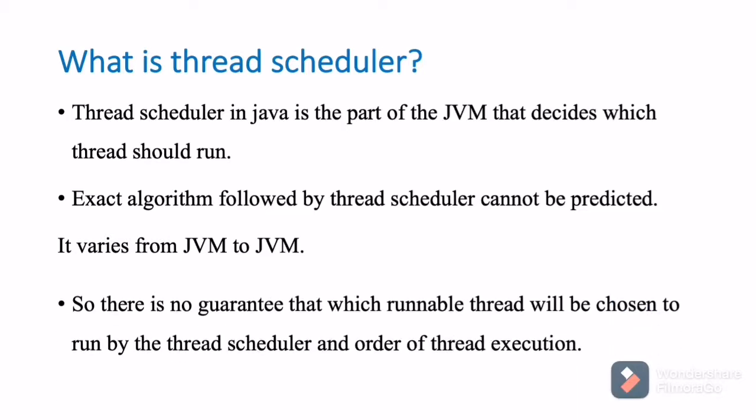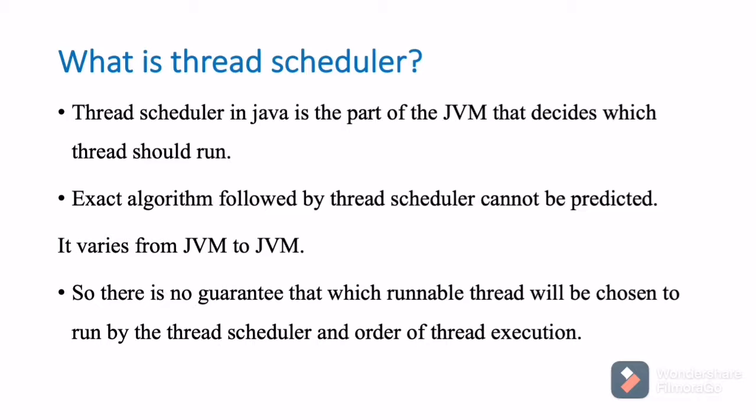Since we cannot predict the algorithm followed by this thread scheduler, there is no guarantee which thread will be selected next and which will be processed next, and also what is the order of that thread execution. We cannot predict anything. It happens randomly by this thread scheduler.